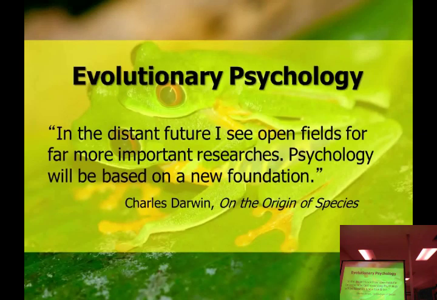And so this is a new study, something that's come up within probably the last 30 years, looking at evolutionary psychology. And Darwin predicted this back when he came up with his theory of natural selection, where he said, in the distant future, I see open fields for far more important researches. Psychology will be based on a new foundation.